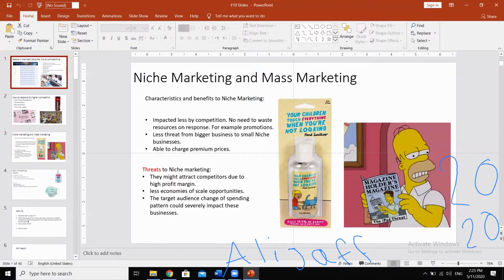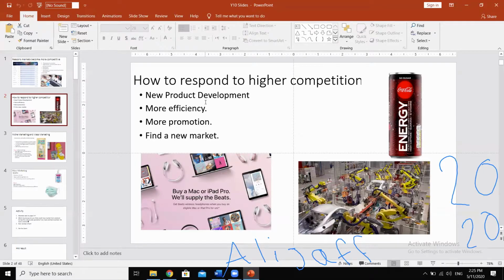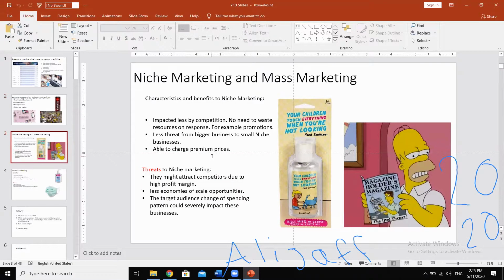Okay, so far we talked about how competition changes and how businesses could respond to those changes. Now we talk about two basic strategies that businesses use in order to orient their businesses in the market. One we called niche, the other one we called mass. Okay, let's start with the niche marketing part. Niche marketing is when you have a business that provides a special type of product to a special group of customers in the market.